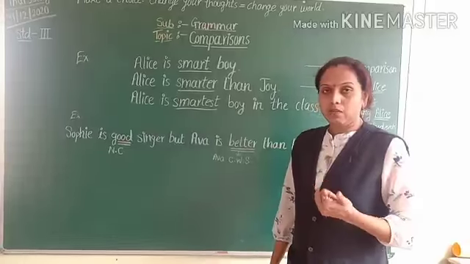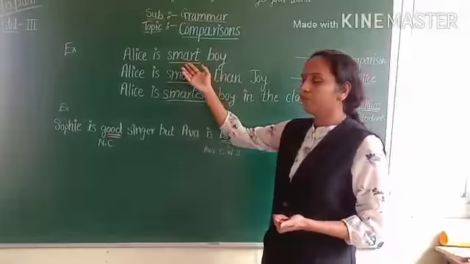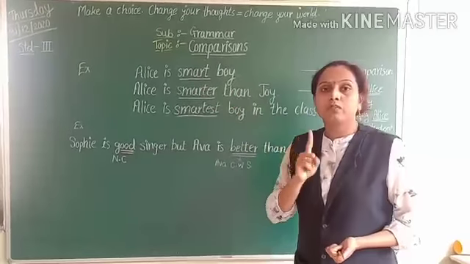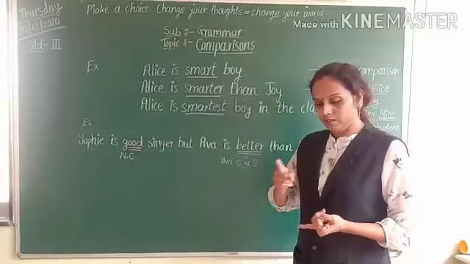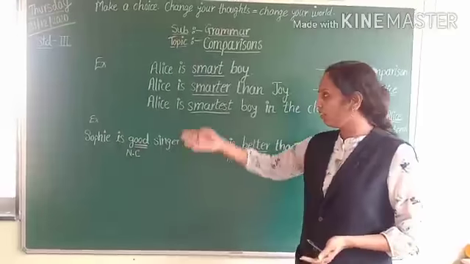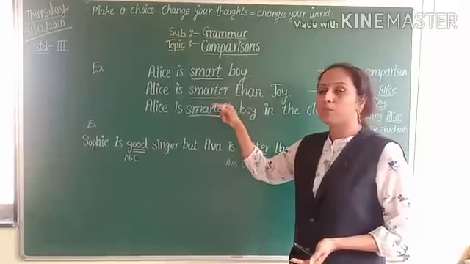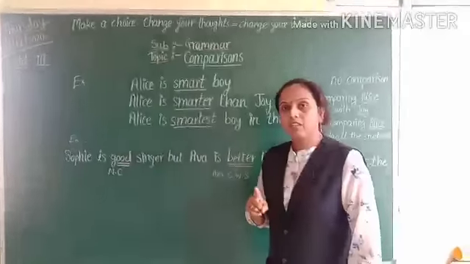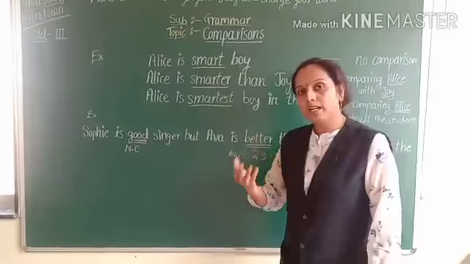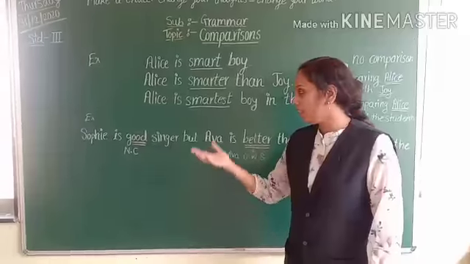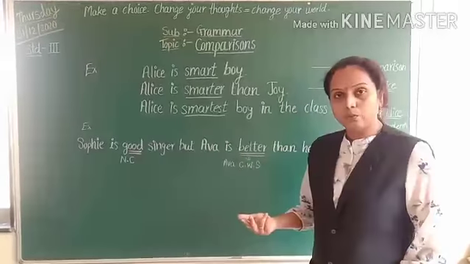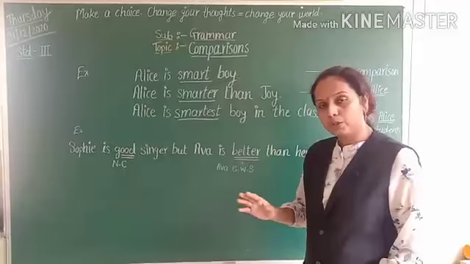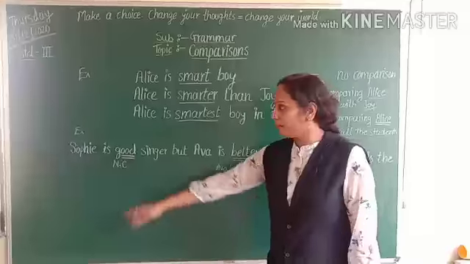Okay. See, when there is no comparison, we use the regular form. Okay. When we are comparing with one person, one place, one thing, at that time we use er or more. Understood? Or when we compare one thing, person or place to others, more than two, at that time we use est or most. Understood? See the next example.